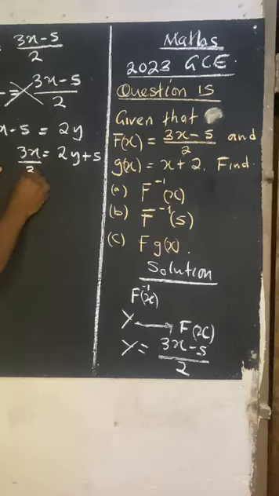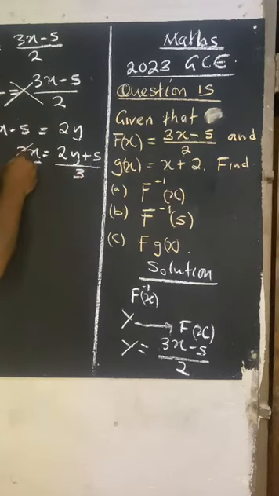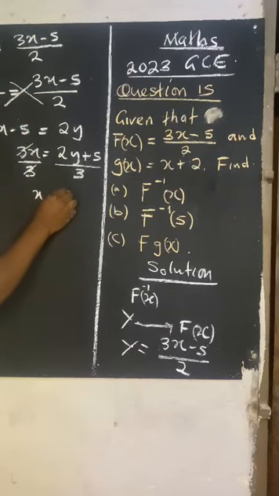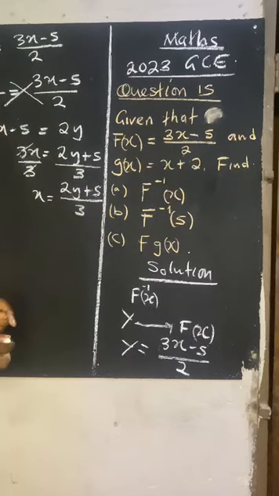Divide by 3 both sides. Divide by 3 both sides. Okay, you cancel this and this. You remain with x, which is the subject, equal to 2y plus 5 over 3. Now remember, the question there is the inverse.